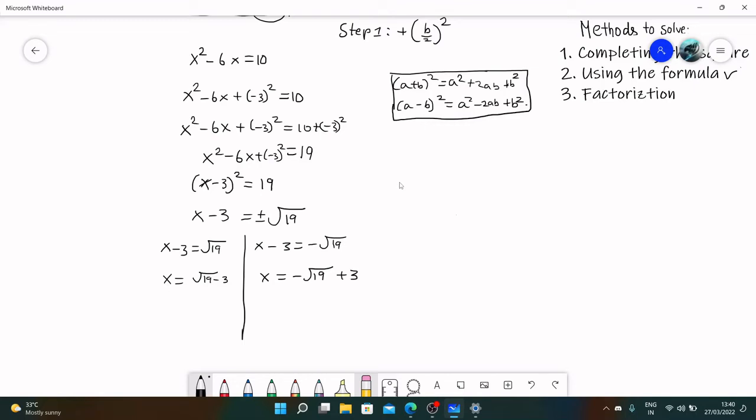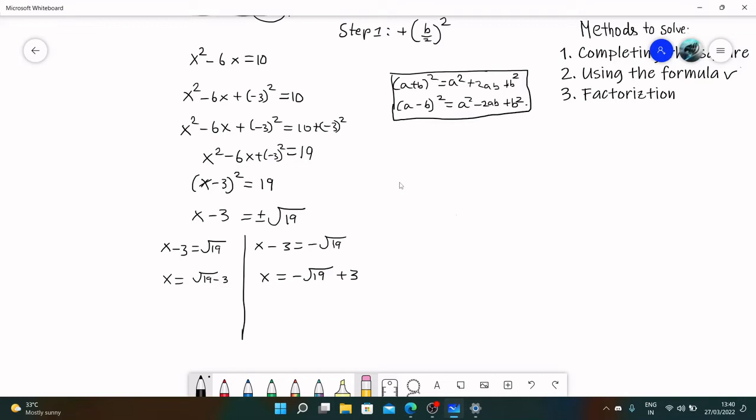I hope that's clear to you. What we did over here is that we have a plus or minus. So we take one equation considering root 19 to be positive, and another equation considering minus root 19, which gives us the two possible values.